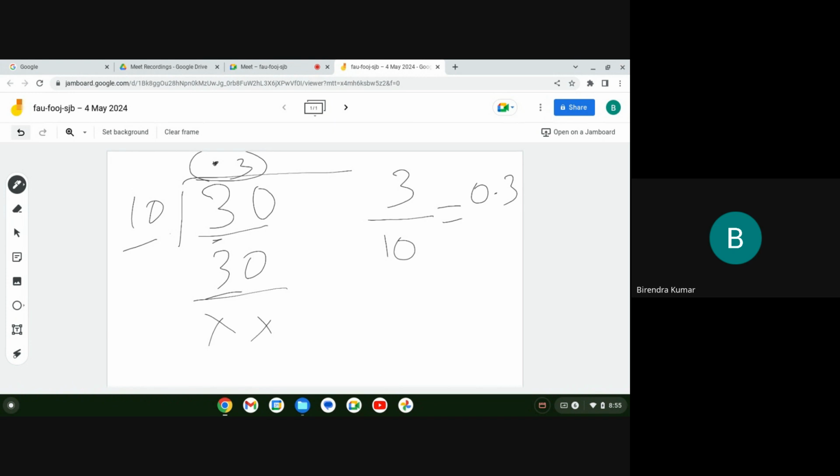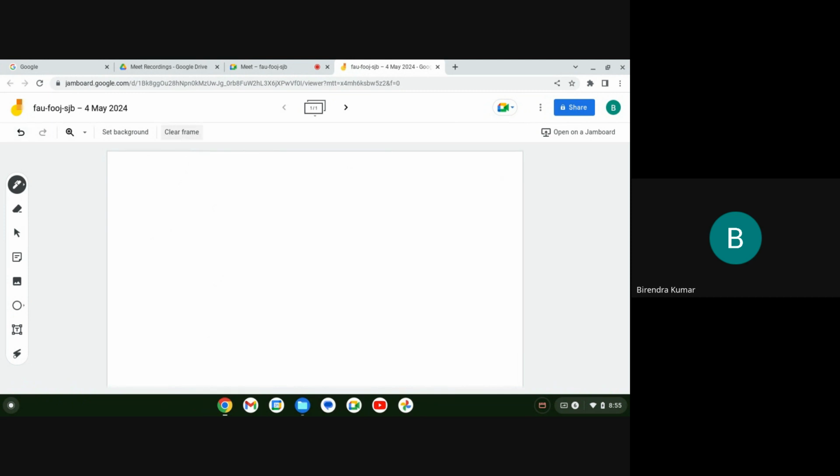Now, think of it the reverse way. How many digits do you have? One digit. You have 10. This decimal is 1. So you can write 3/10 as 0.3. How is that relationship working? It works this way.